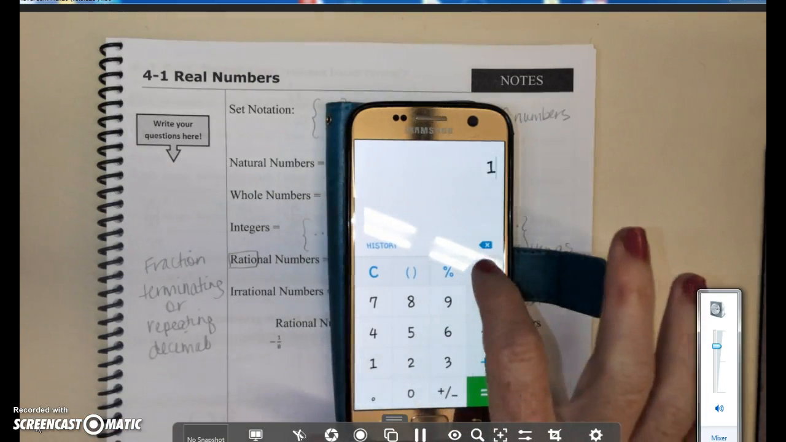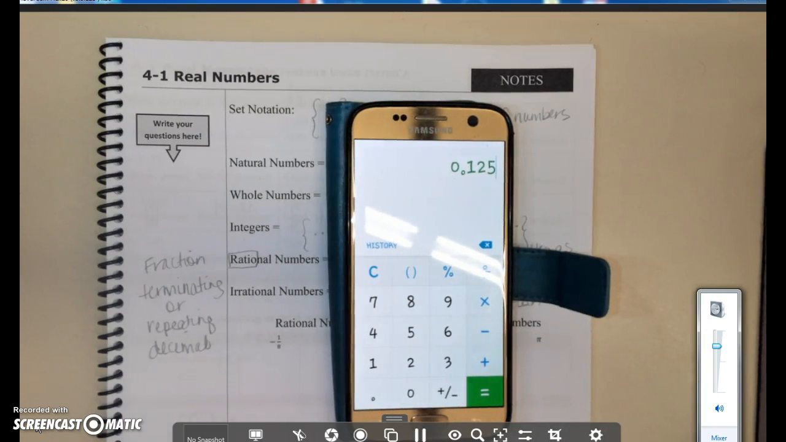So let's divide 1 divided by 8. We've already done converting fractions to decimals. That's a terminating decimal. It's equal to 0.125. So this is definitely a rational number, okay, because that's a terminating decimal. It has an ending point.